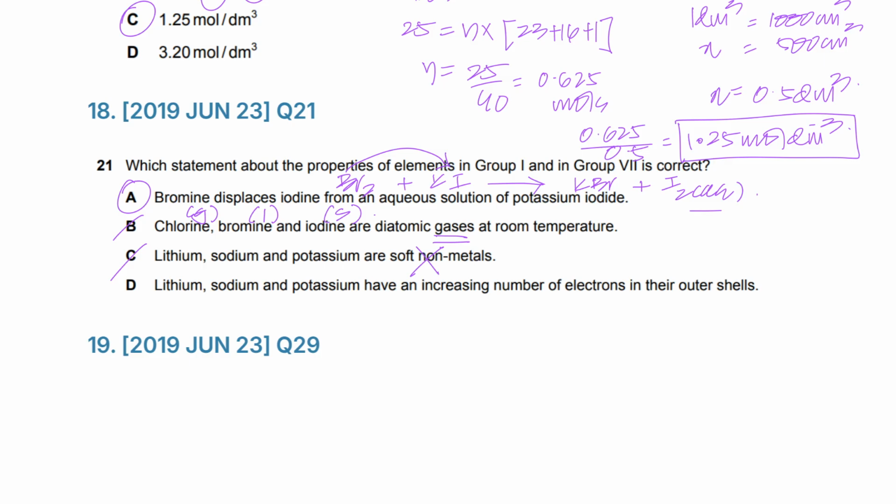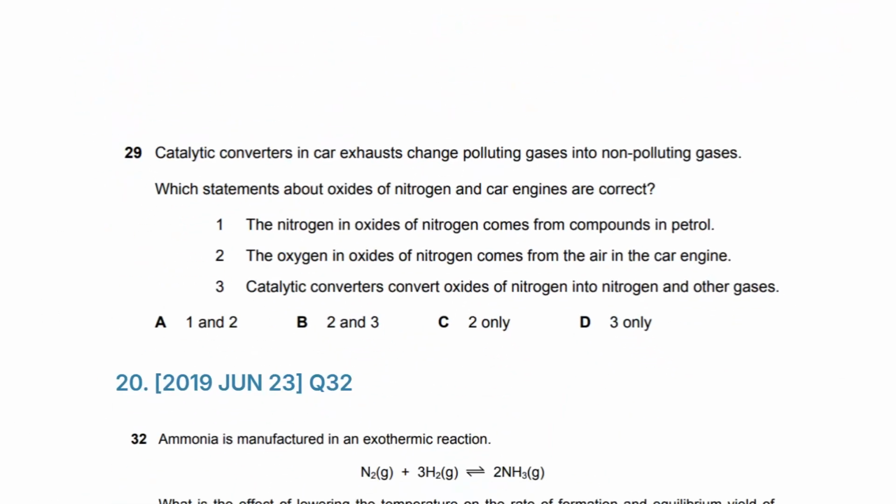So C is wrong. Lithium, sodium, and potassium have an increasing number of electrons in their outer shell. No, they have an increasing number of electrons, but the outer shell electrons remain 1. The examiner said many students went for D. Outer shell electrons are all 1. That's why they are all in group 1. So A is the correct option.